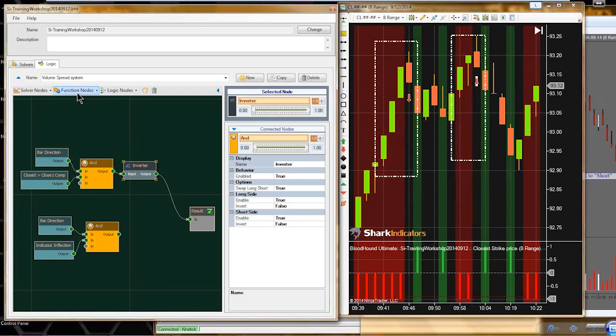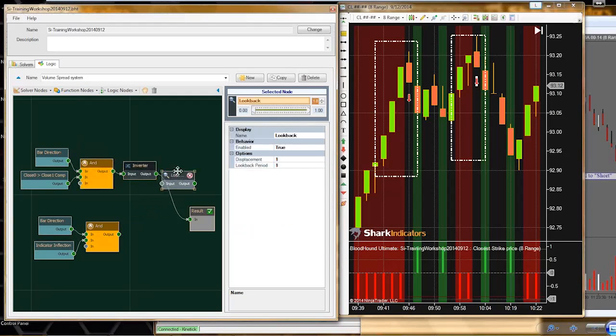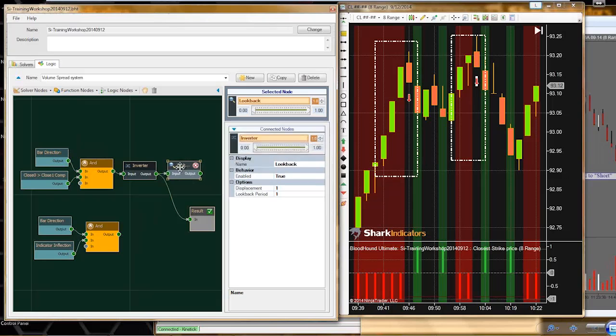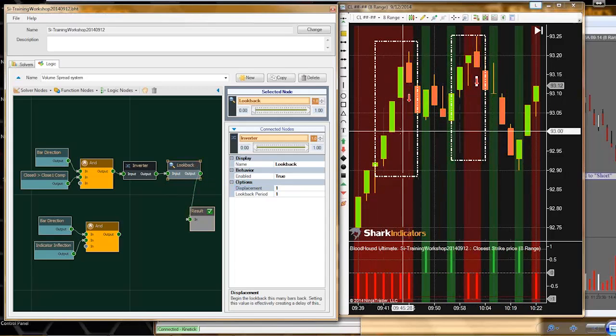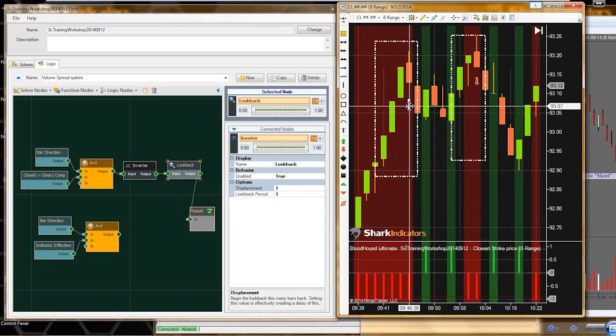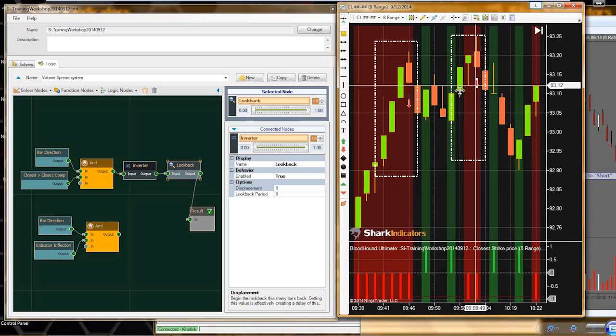So if we want to shift this forward, we can use our look back node. Our look back node has this displacement setting in it. So this displacement is going to shift the signal forward 1 bar. So now let's take a look at that. So there. See, now if we look at the reversal bars, we have a short. The short signal has been shifted forward onto our reversal bars.